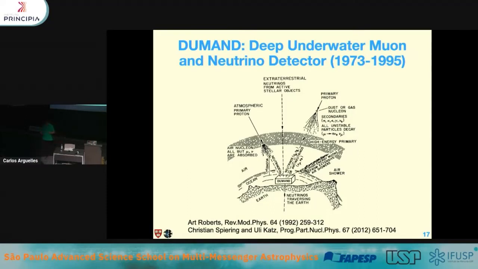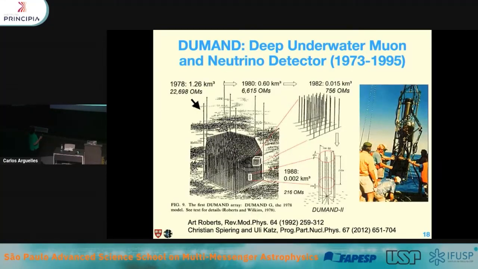Now, let me tell you that in those days, people didn't actually know the masses of the particles. People thought that the W boson, for example, was around 5 GeV mass. Now we know it's about 80. So the particle physics was very optimistic about how long this would take to do. DUMAND, this is something that happens, unfortunately, to many particle physics projects: you start with some idea. They wanted to build a 1 cubic kilometer detector. This is what you needed for the back of the envelope calculation. That required about 20,000 optical sensors. We're going to talk more about what those are in a minute.